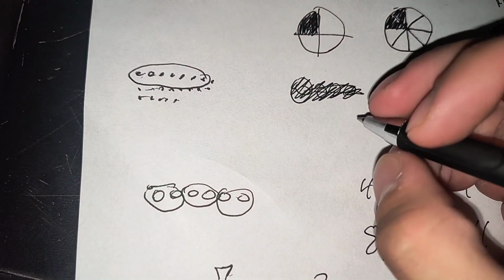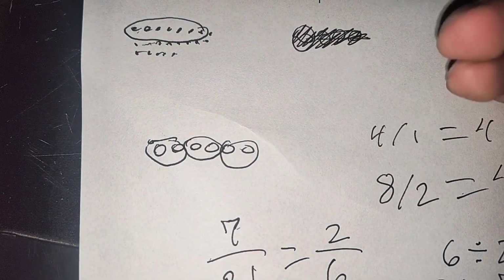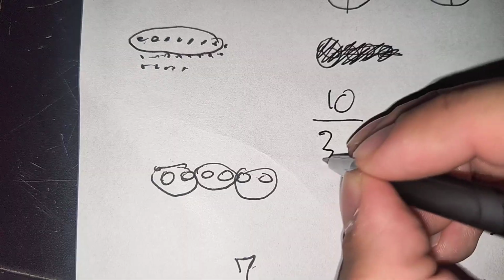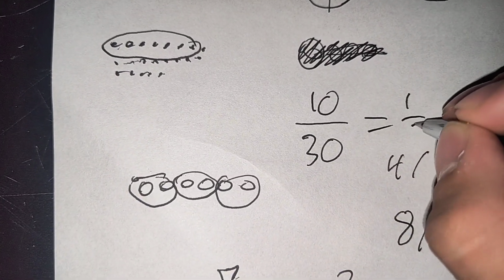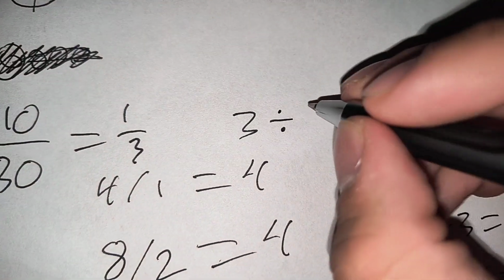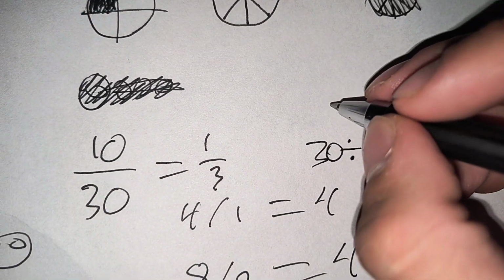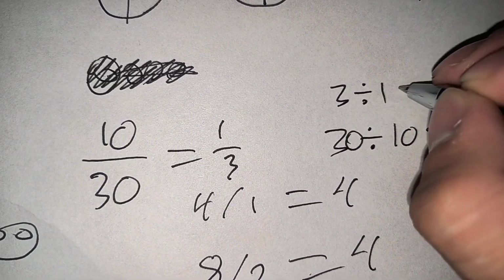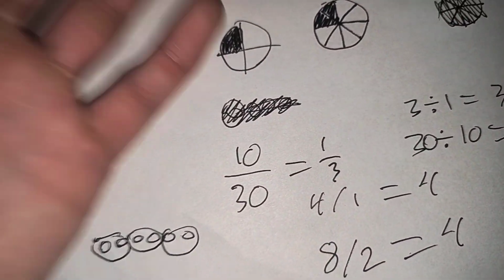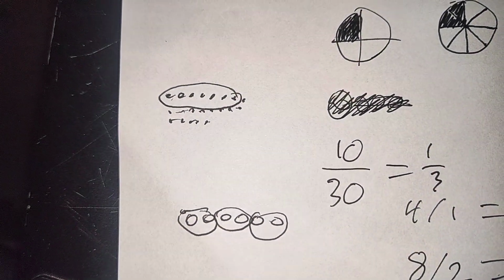Another example of an equivalent fraction would be, let's think, 10 over 30 and 1 over 3. 30 divided by 10 is equal to 3, and 3 divided by 1 is equal to 3. So they're equivalent fractions because they make up the same amount of the circle. They shade in the same amount of the circle. So sounds good.